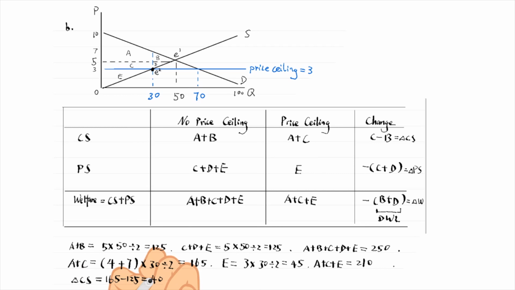With the price ceiling, the consumer surplus increases by 40. The producer surplus decreases by 80, and the social welfare decreases by 40. The deadweight loss to society is 40 with the price ceiling. The reason for the deadweight loss is that at the equilibrium quantity of 30, the consumer's willingness to buy is 7, which is greater than the producer's marginal cost of 3. Social welfare will increase if the equilibrium quantity increases.